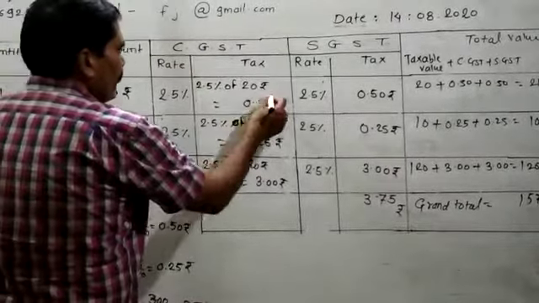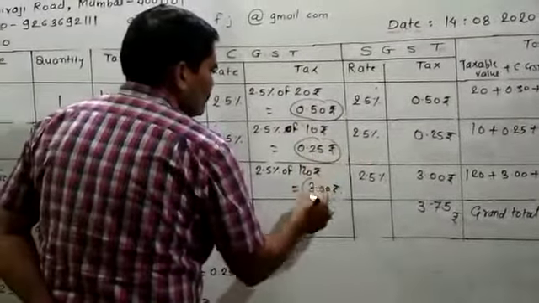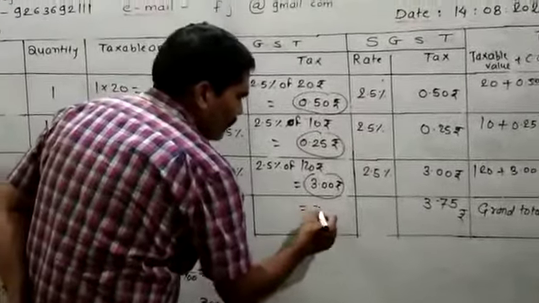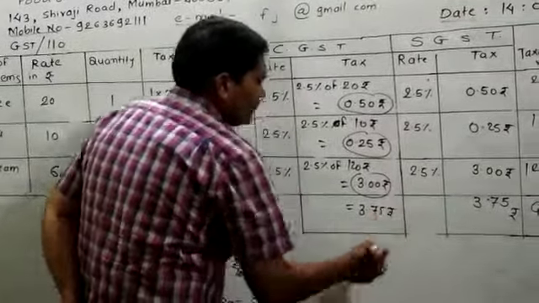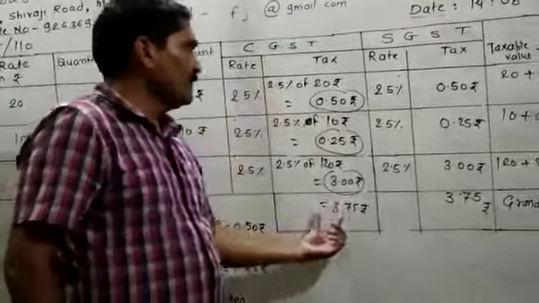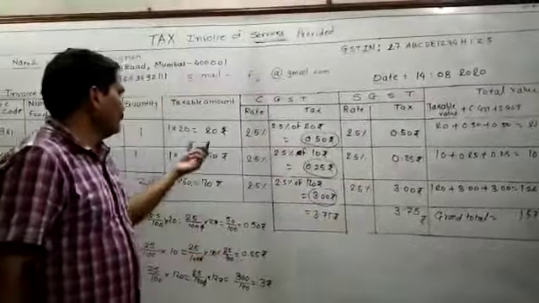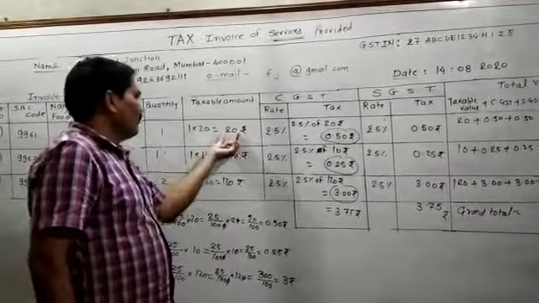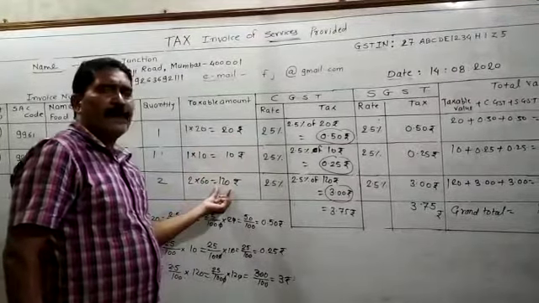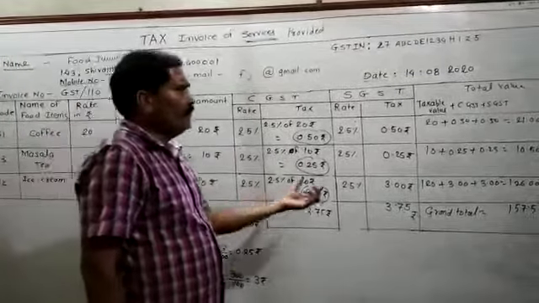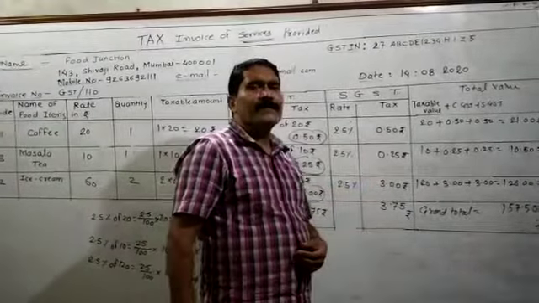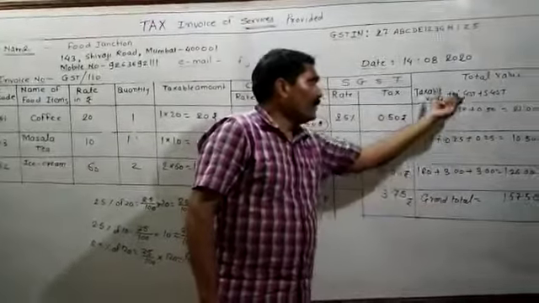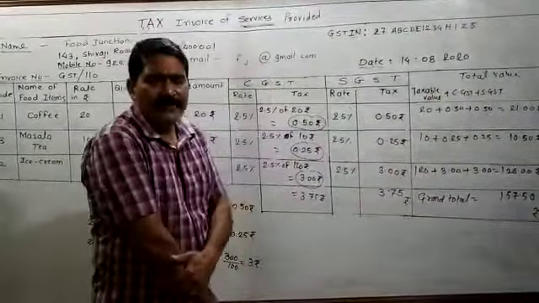And in the same way, you have to add these values, this plus this plus this. The amount of CGST is equal to the amount of HGST, 3.75 rupees. This is the amount of CGST. This is the amount of HGST, and these are the taxable values of the coffee, masala tea, and the ice cream. In this way, you have to fill this tax invoice, and you have to find out the grand total or total value of the total values in the tax invoice.